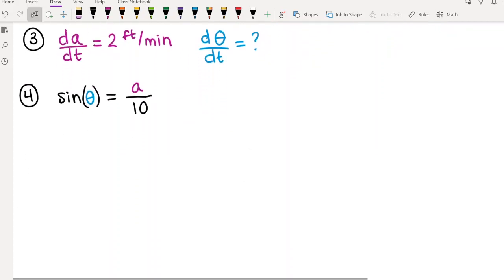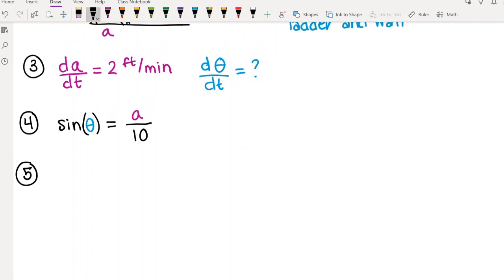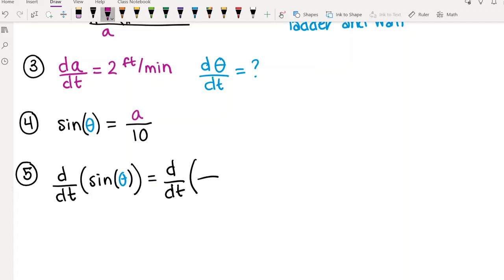So the next step is to take the derivative. And you could do it either way. I'm trying to think what is easier. Let's leave it as it is. If you wanted to, you could multiply both sides by 10 to clear out the fraction, but I think you're just going to end up dividing by 10 at the end anyway. So let's just leave it as it is. Okay, so we're going to take the derivative of both sides. So we're going to take the derivative of sine of theta, and then we're going to take the derivative of A over 10.